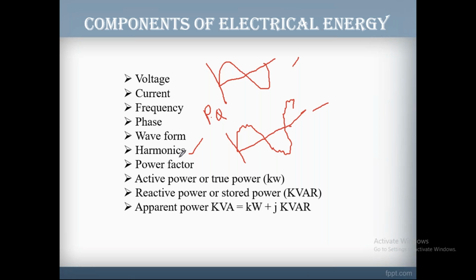When the harmonics are present, the quality of power will be reduced. That's why we are using filters to reduce the harmonics. So filters means capacitors. Using capacitors, we can reduce the amount of harmonics. When the harmonics are reduced, we can get that quality of power.